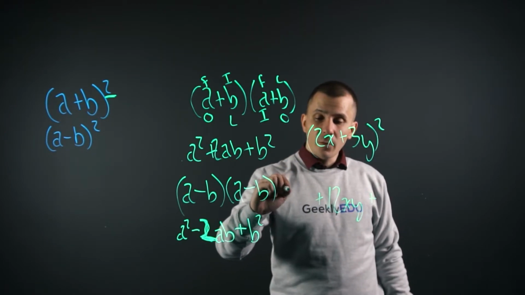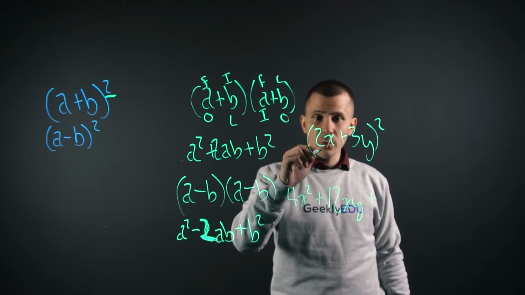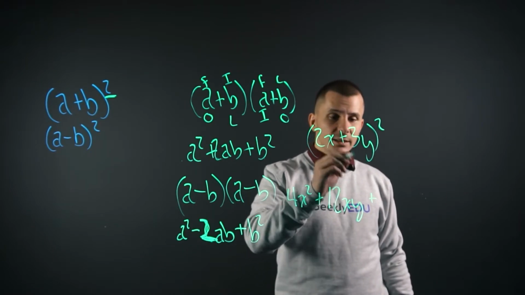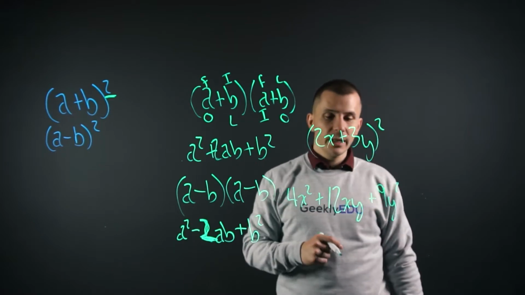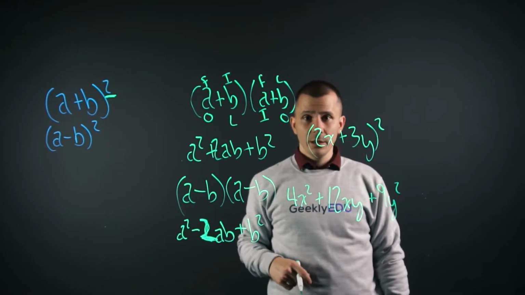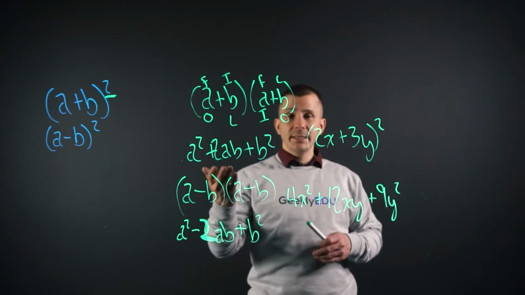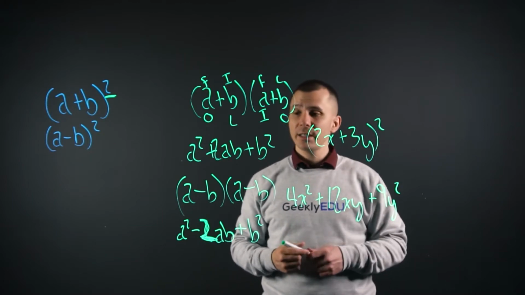So 4x squared, so 2 times 2, of course, and x times x, you're going to end up with x squared, and plus a 9y squared as well. So 3 times 3, and of course, y times y. To match this up with our previous example with our a and our b, just imagine that x is going to be our a and y is going to be our b.